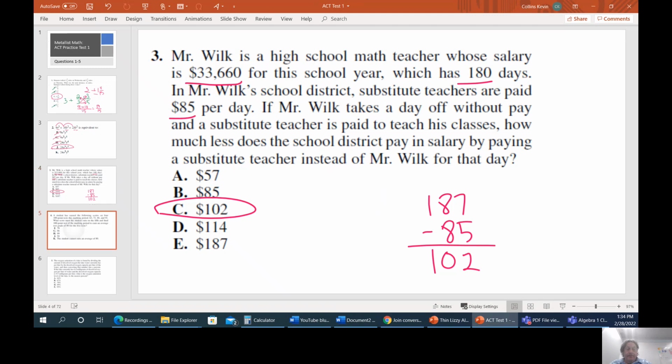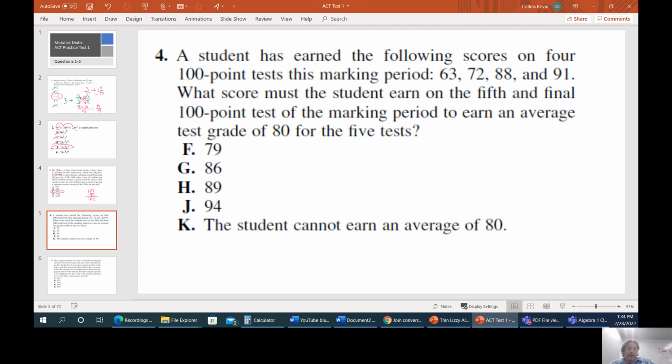All right, let's go check out another one. This one says the student earned the following scores on 100-point tests. There they are. It says, what score must the student earn on the fifth and final 100-point test of the marking period to earn an average test grade of 80% for the 5 tests? This is kind of what I call the money in the bank sort of thing. If you have an average of 80 on the tests, that basically means it would be like you took 5 tests and got 80 on every single test. That's basically what an average is.